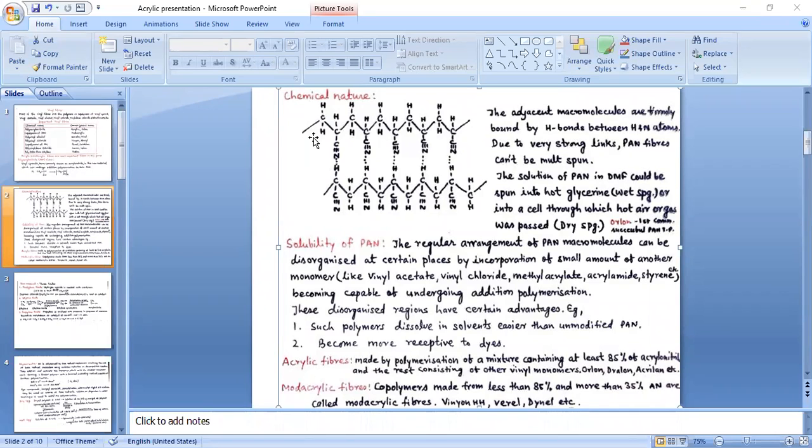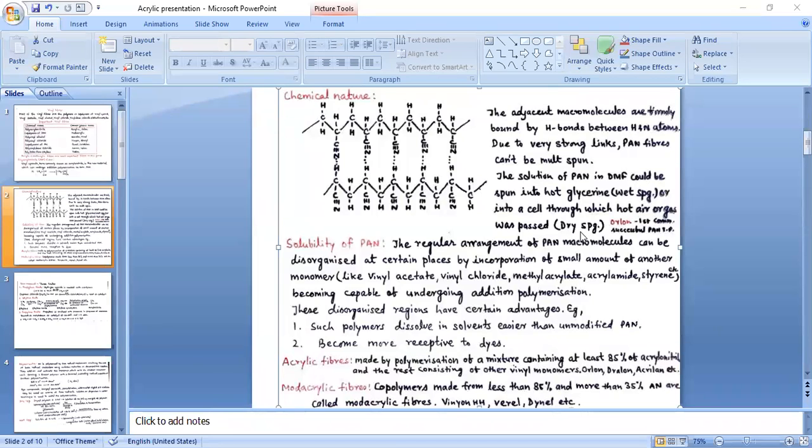or into a cell or a vertical column through which hot air or gas is passed. So here in the bracket I am writing wet spinning, because when we use hot glycerin as a coagulation bath, it is known as the wet spinning method. Or here, when we pass this into a cell through which hot air or gas is passed, it means we are evaporating the solvent, and this is dry spinning.